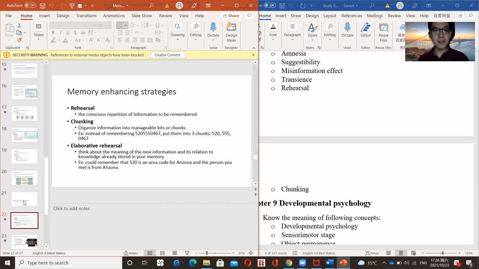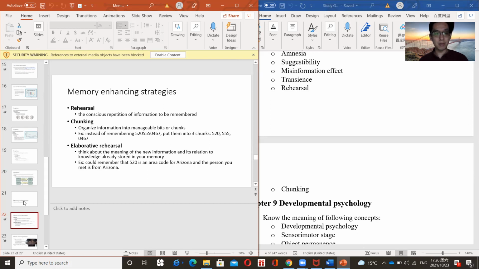And chunking is a particular way to enhance memory. In chunking, we can organize related information into chunks that can be managed very easily. When we remember things, we can just remember those chunks. We don't have to remember particular pieces of information.